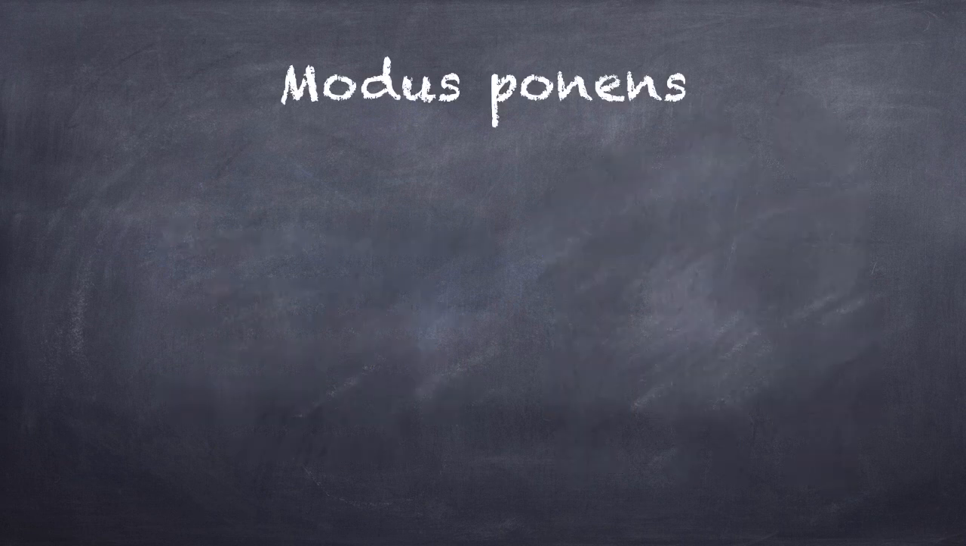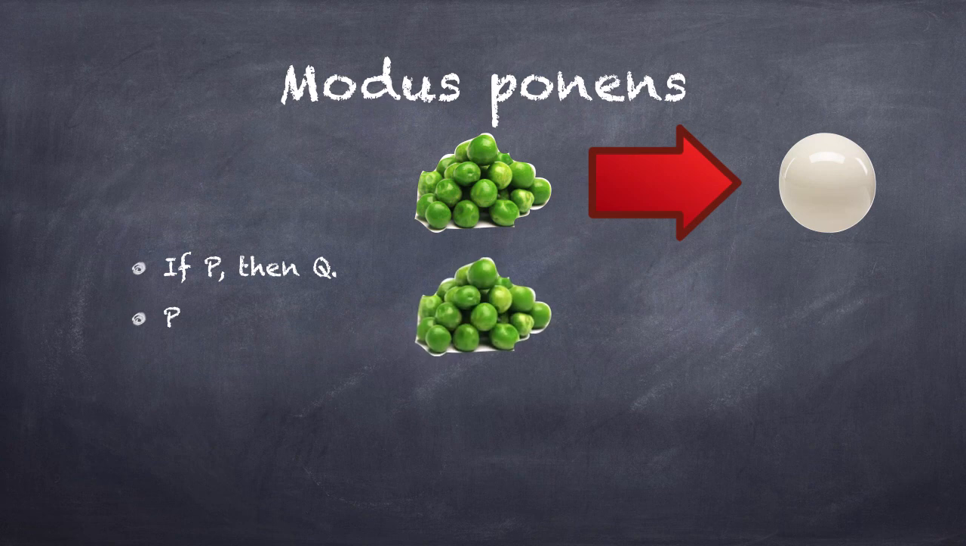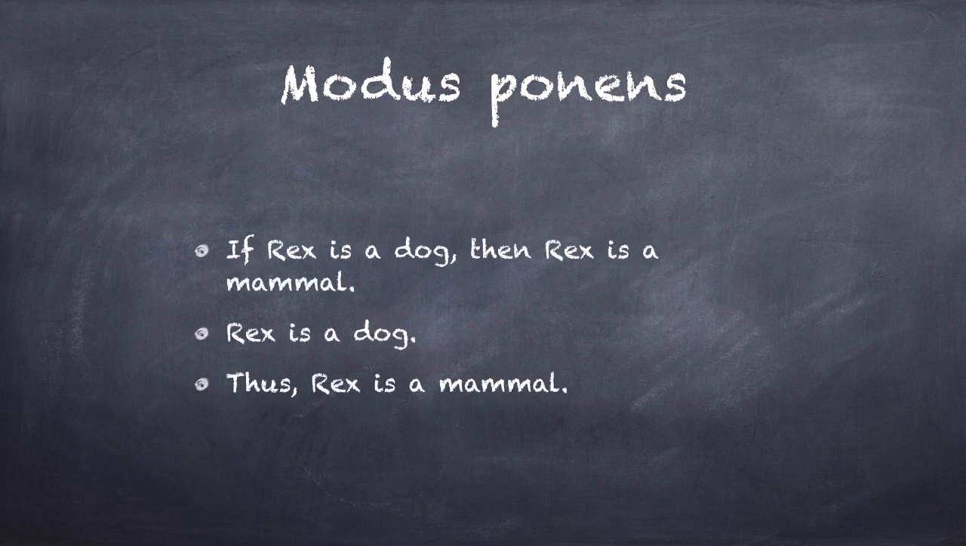The form of modus ponens is intuitive enough. First, we start with our conditional expressing sufficiency. We use our p's, arrow, and cue ball to represent if p then q for our memory mansion. Next, we assert the antecedent p. Finally, we infer the consequent, q. Here's an example of modus ponens using our by now familiar Rex.